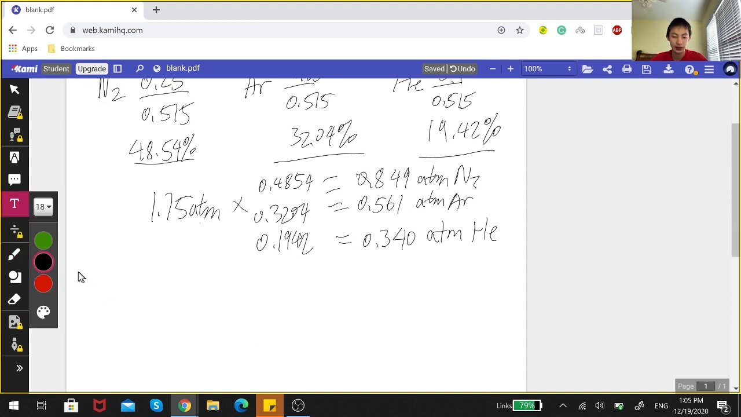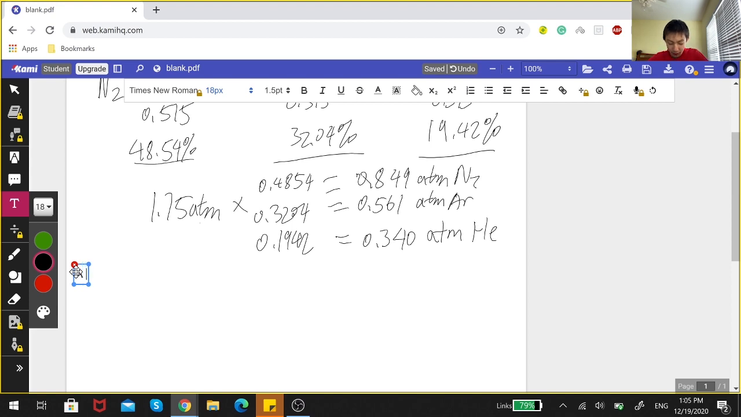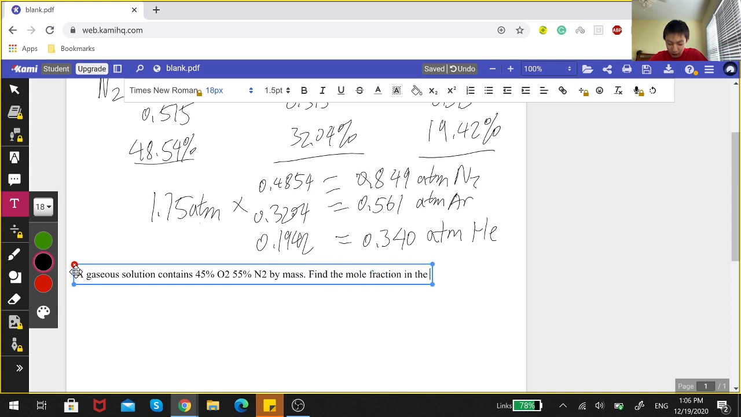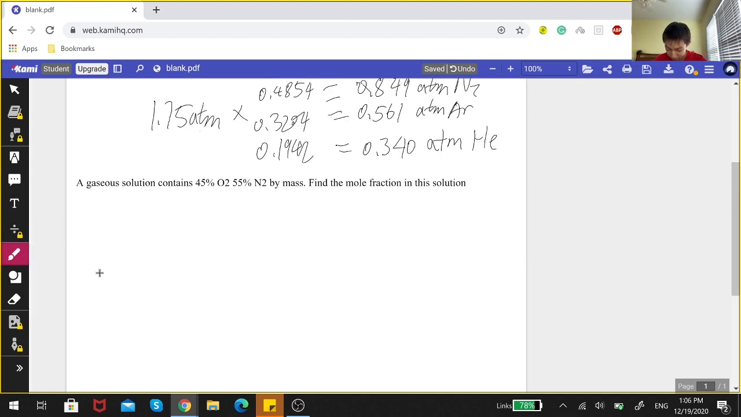Our second question says a gaseous solution contains 45% oxygen and 55% N2 by mass. Find the mole fraction in this solution. Okay, so this time we're dealing with mole fraction. And since it didn't tell us the total weight, we have to assume that we're talking about 100 grams. O2 is 32 grams per mole, and N2 is 28.02 grams per mole.